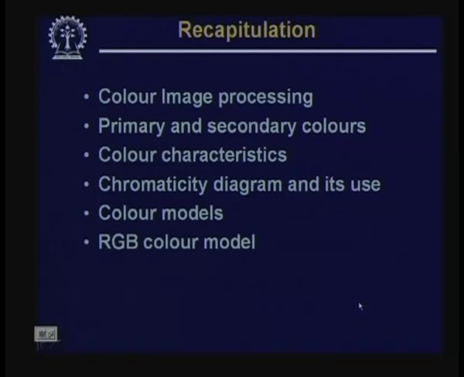We have seen what is a primary color and what is a secondary color. We have seen the characteristics of different colors. We have seen the chromaticity diagram and the use of the chromaticity diagram, and we had started our discussion on color models, and there we just started the discussion on the RGB color model.